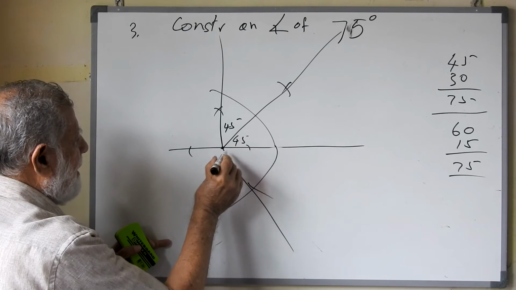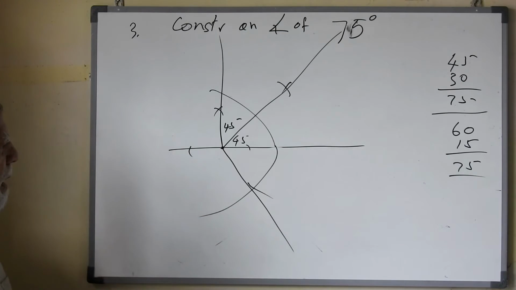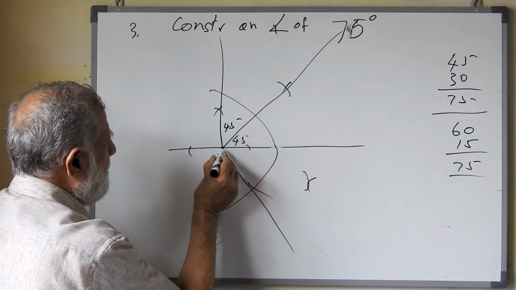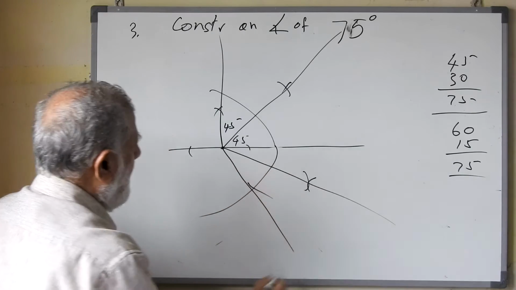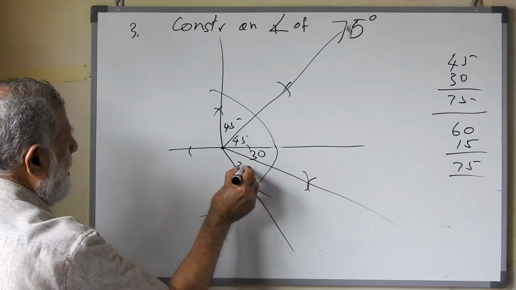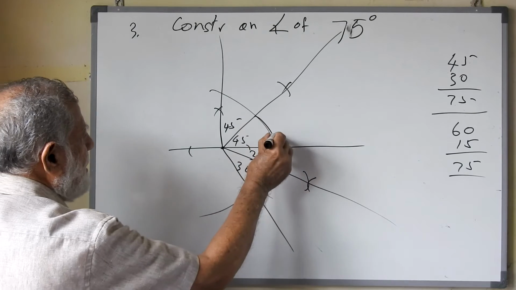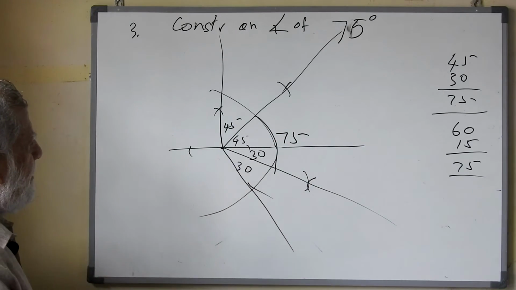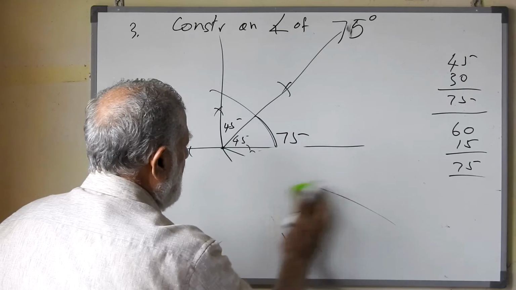So this will be 60. Now how to get 30 here? Bisect this angle like that and like that. So this will be 30 and this will be 30. So the required angle that we want, 75 degrees, is here. This one and this one. We'll go through that again once more.